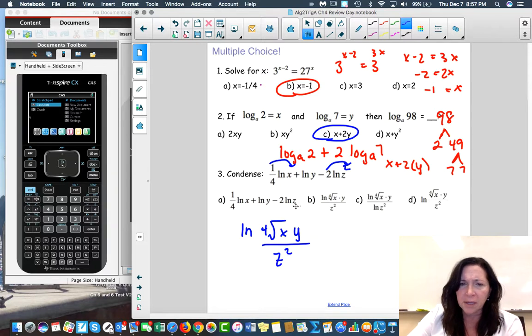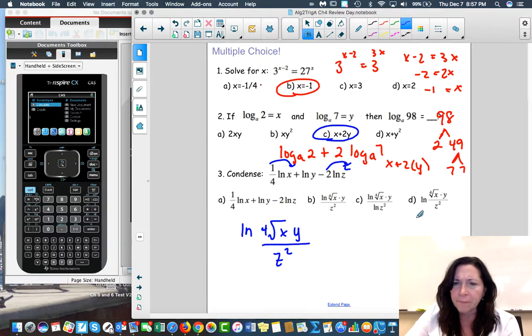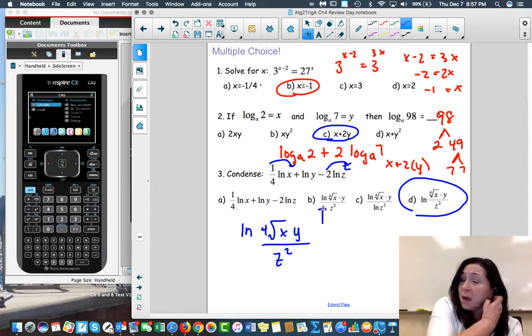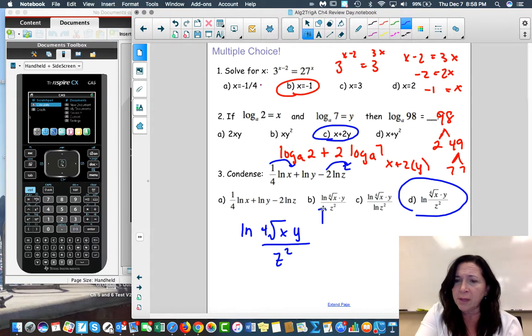So to me, this is the answer, but it looks very similar to this one, but I need you to understand this line here that's underneath the ln, that can't be there. So ln is a quantity. See right here, this is a quantity where there's no line under the ln.